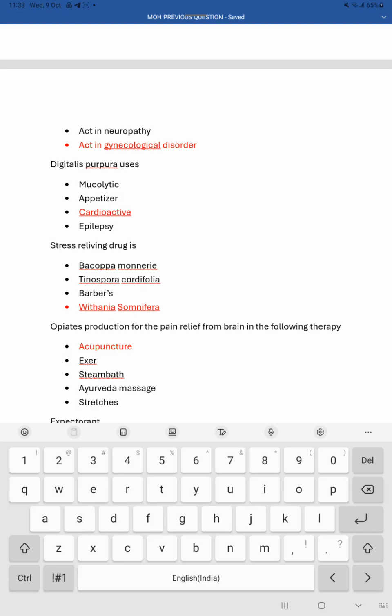That they are producing digoxin. Okay, that digoxin is used as a heart medicine. So it is a cardioactive medicine.